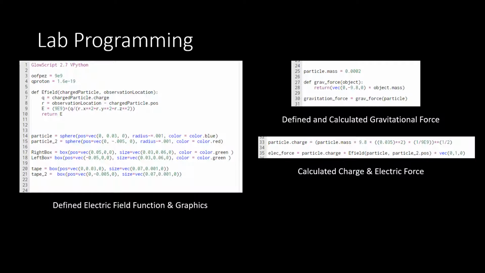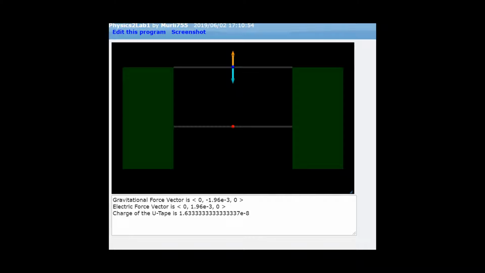For the programming portion of this lab, I used 3 blocks of code shown to define electric field function and graphics, to define and calculate gravitational force, and to calculate charge and electric force. The charge of the U-tape according to my program is 1.633 × 10⁻⁸, and this matches my results.